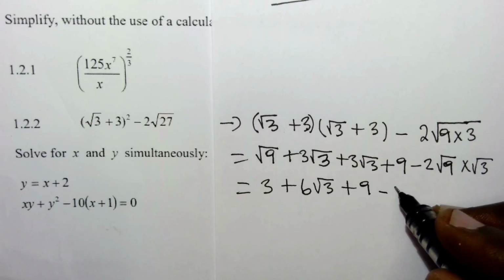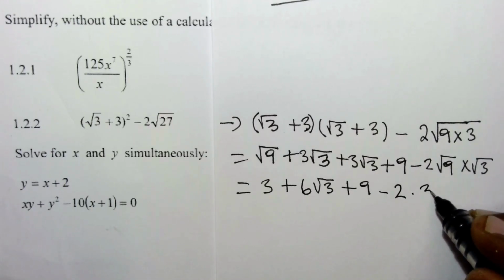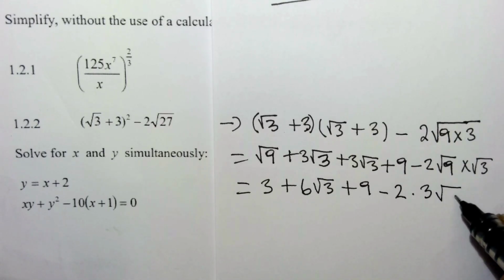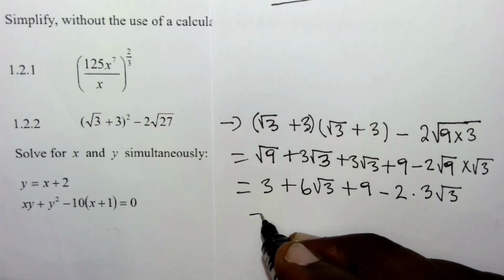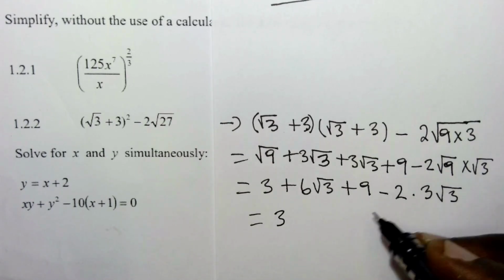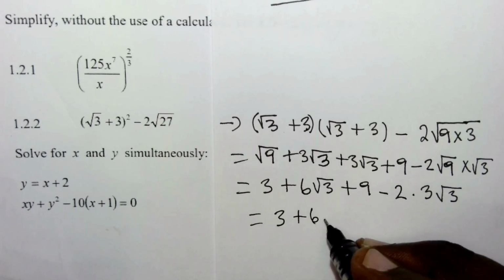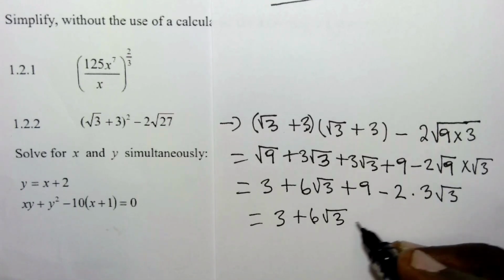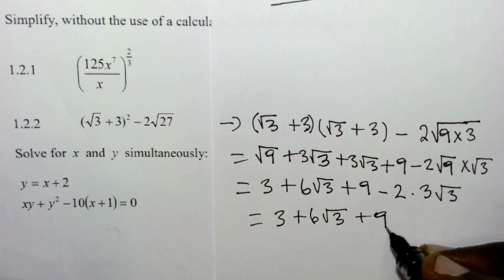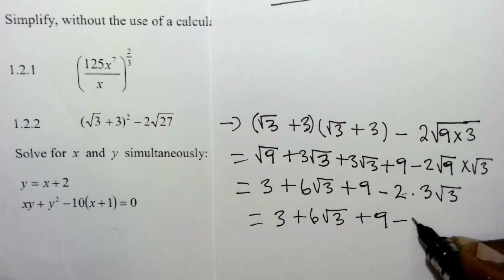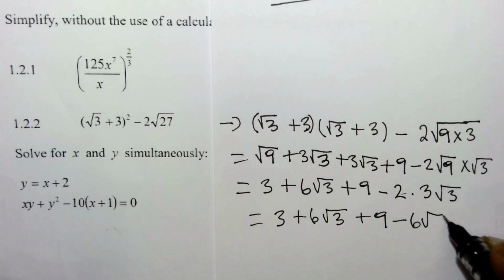Okay, let me just fix this. Let me do it like this. This is going to be 3, root 3. So what do you see? We have this 3 plus 6 root 3 plus 9. I'm just doing this for you. Minus 6 root 3.